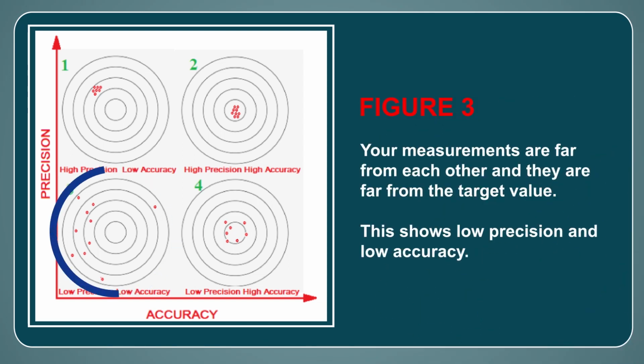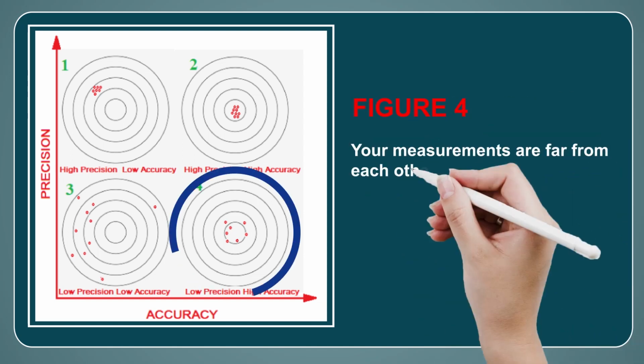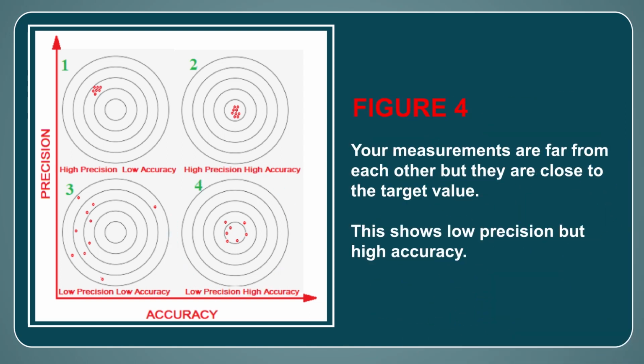Figure 3. Your measurements are far from each other and they are far from the target value. This shows low precision and low accuracy. Figure 4. Your measurements are far from each other but they are close to the target value. This shows low precision but high accuracy.